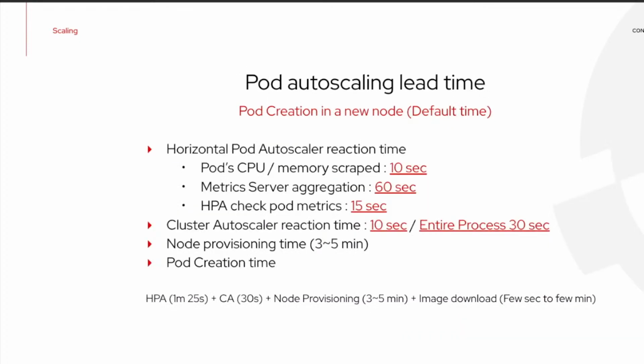So with that explanation, we have a good understanding that pod autoscaling lead time is as shown in the picture. With the default timing, the horizontal pod autoscaler reaction time is 10 seconds for pod CPU and memory scrape, 60 seconds for metrics server aggregation, and 15 seconds for HPA to check pod metrics. And if you want to create another new node, the cluster autoscaler reaction time comes with 10 seconds plus an additional 30 seconds, and node provisioning time takes around 3 to 5 minutes, and pod creation time also adds to that. Okay, that's the pod autoscaling lead time.